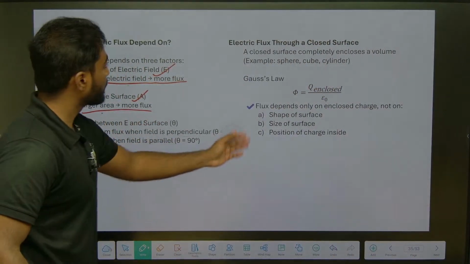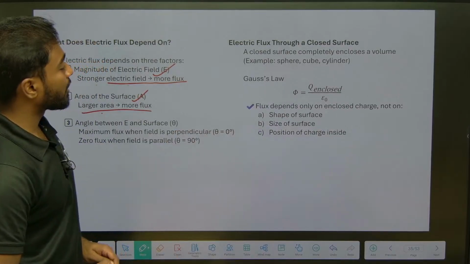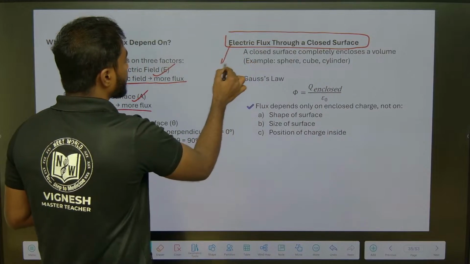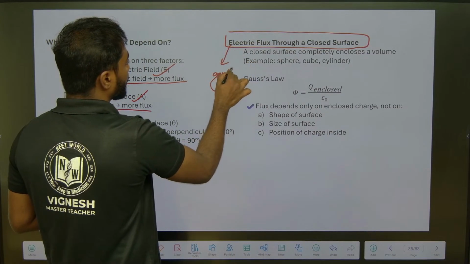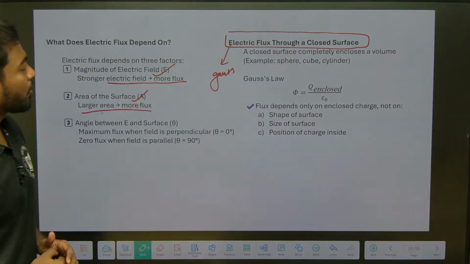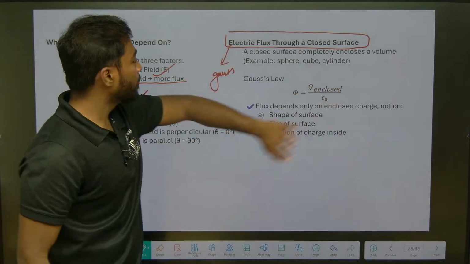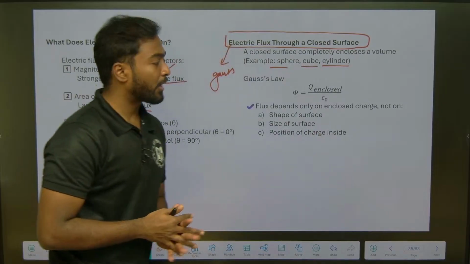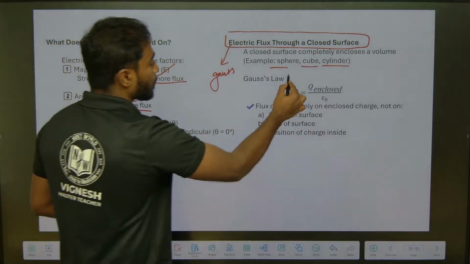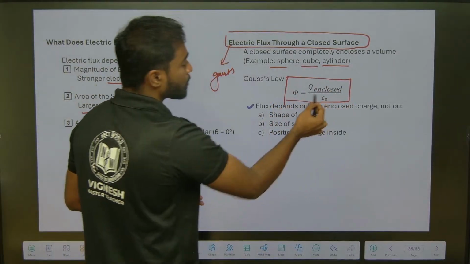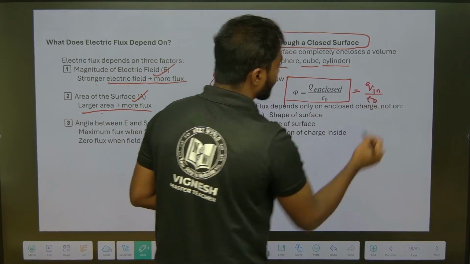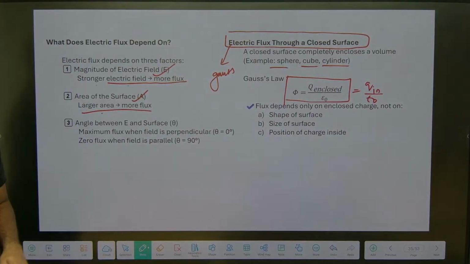Okay. So, electric flux through a closed surface. This is the important thing. This is Gauss law. A closed surface completely encloses a volume, for example a sphere, cube, cylinder, etc. So phi is equal to Q enclosed, or Q in, divided by epsilon naught.